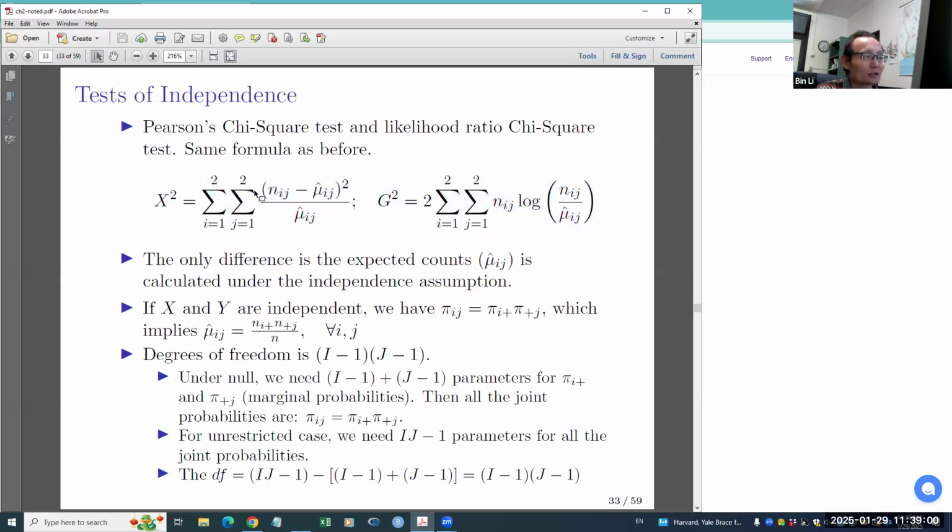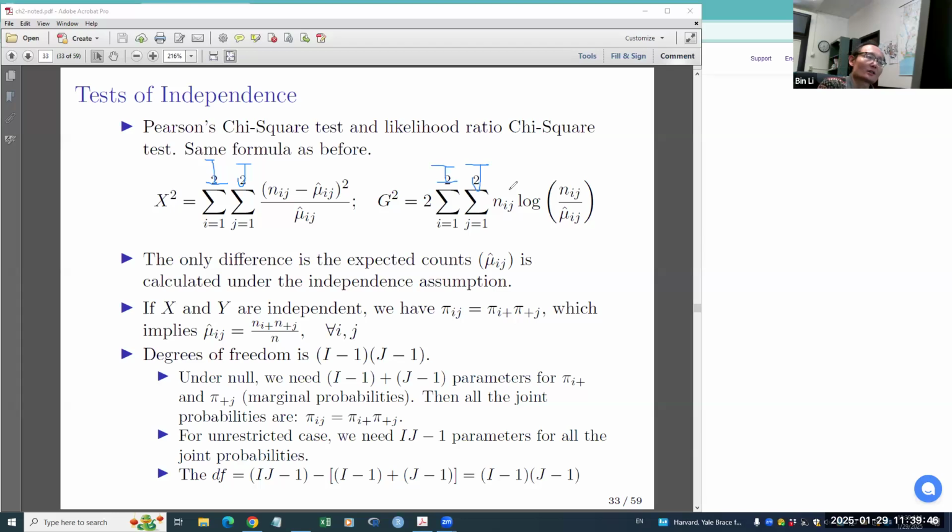For the Pearson's and the likelihood ratio, the test formula is the same as before. The left one is for the Pearson's chi-square, and this one is for the likelihood ratio test. But here I put the 2. It should be changed to capital I and capital J because it's more general. So instead of 2, you should change it to capital I and capital J, so that it will be more general.